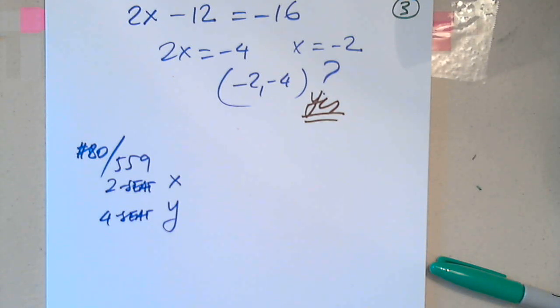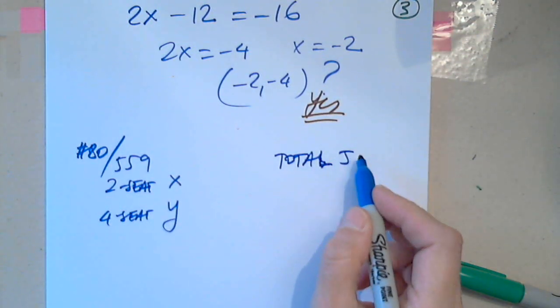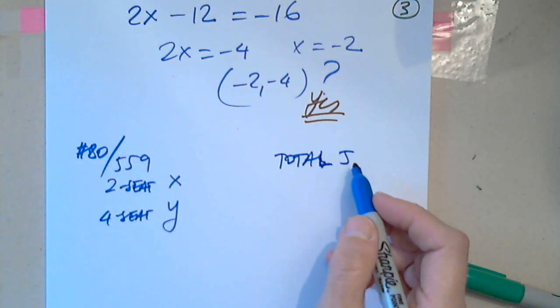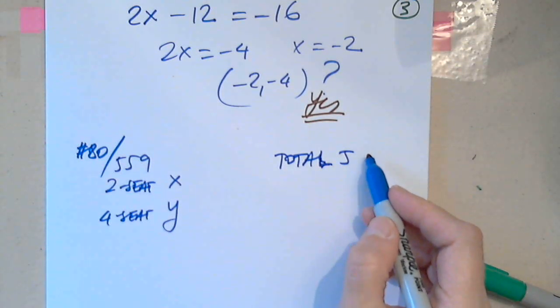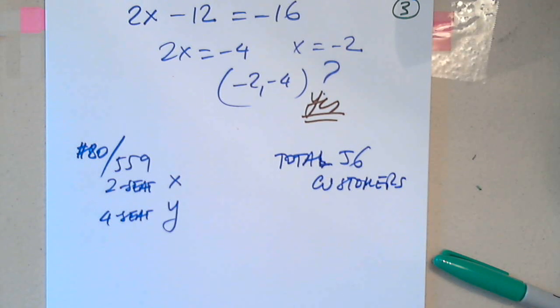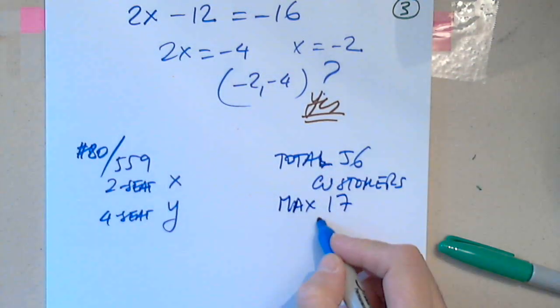Fire codes limit the restaurant's maximum occupancy to 56 customers. That's the maximum. If the owners have hired enough servers to handle 17 tables of customers, how many of each kind of table should they purchase? Max, 17 tables.